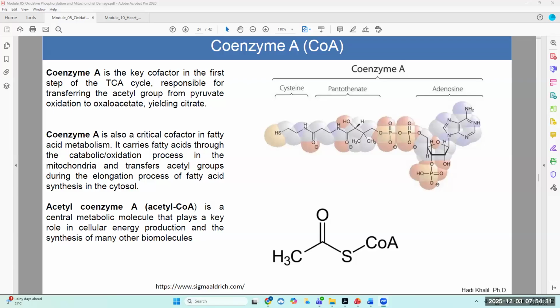So the acetyl group is a 2 carbon compound. The acetyl-CoA is when the 2 carbon compound is bound to this coenzyme. The coenzyme A has 3 components: the adenosine, the pantothenate, and then the cysteine. So this CoA here is that, and the acetyl is this carbon and that carbon, the 2 carbon compound. So that's the difference between the two.